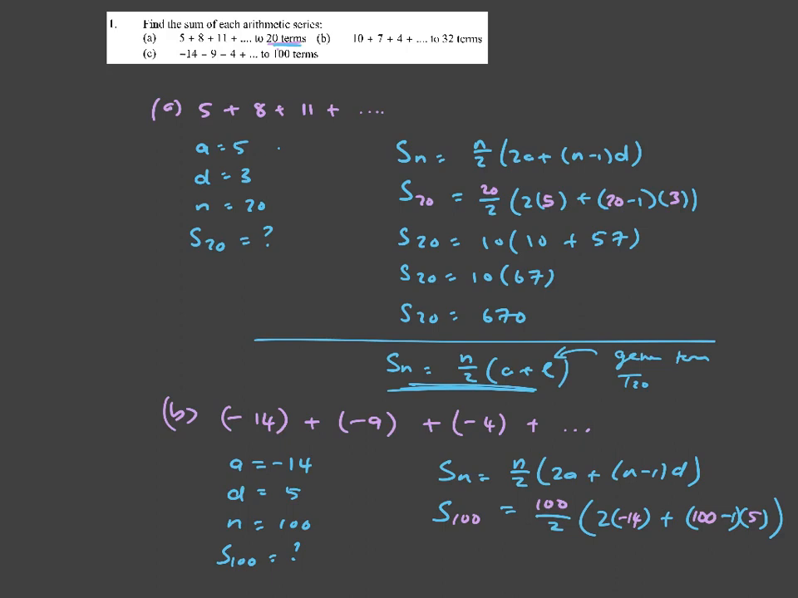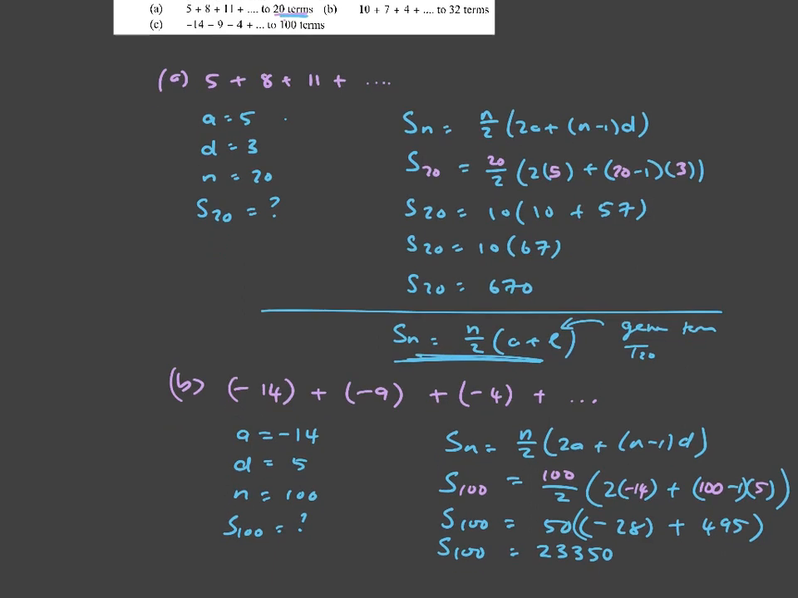So therefore, the sum of the first 100 terms is equal to 50, that's minus 28, plus, and 100 minus 1 times by 5 is equal to, what is that, 495? Oh, I don't know, hope so. And so the sum of the first 100 terms is equal to 23,350.